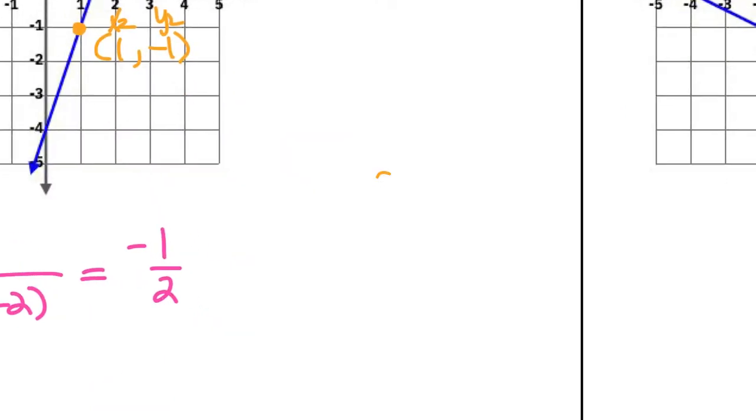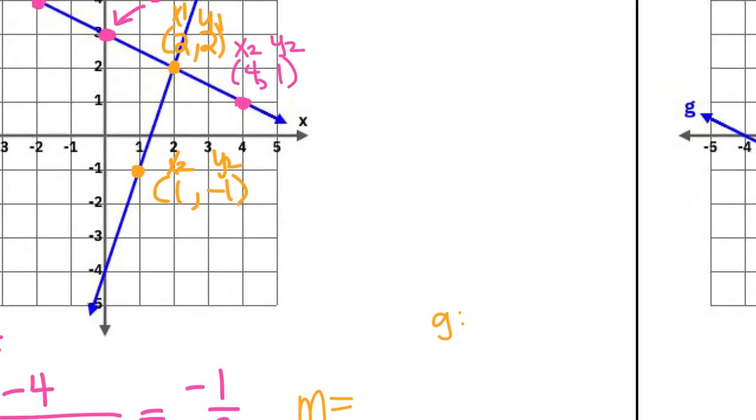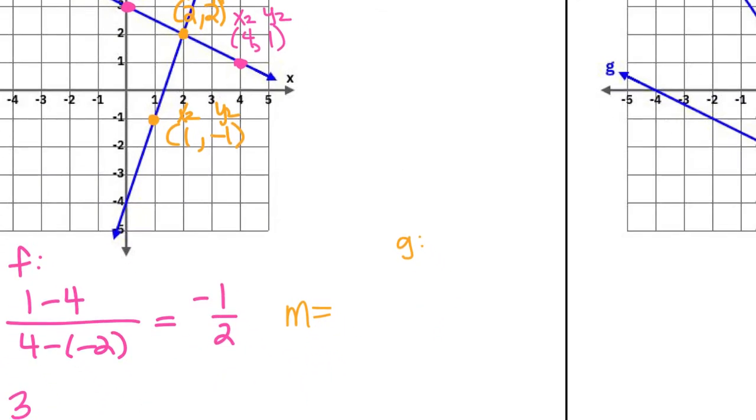Okay, so for line G, m equals, I need my difference of the y's. So y2 minus y1, that's negative 1 minus 2. And then on the bottom, the difference of the x's. So 1 minus 2. Okay, so if you put this into the calculator, you should get positive 3.